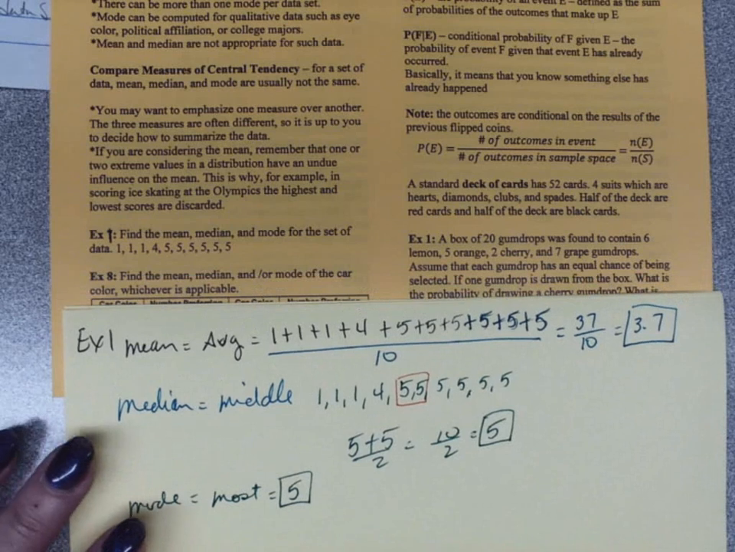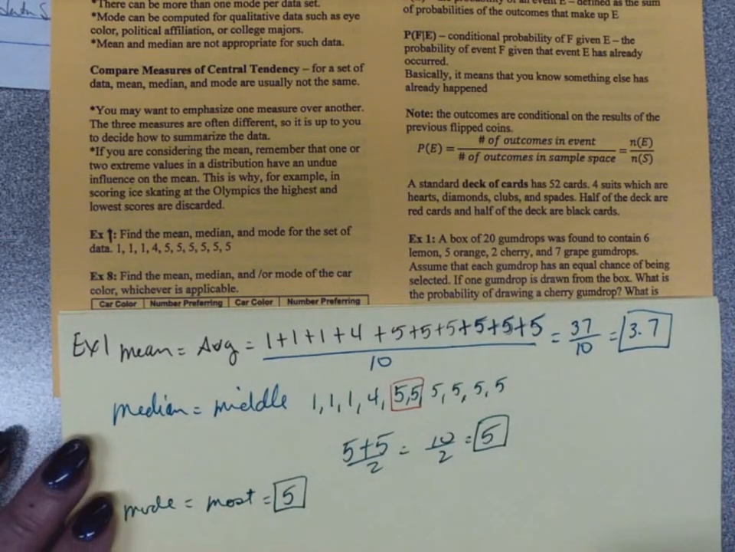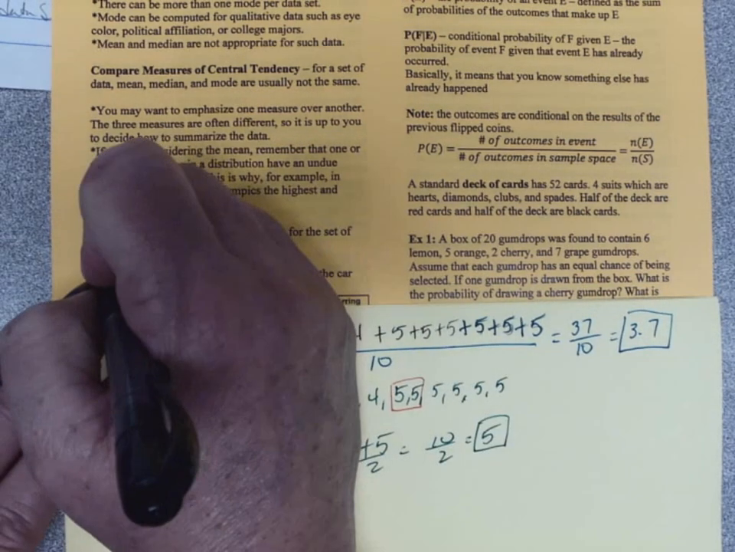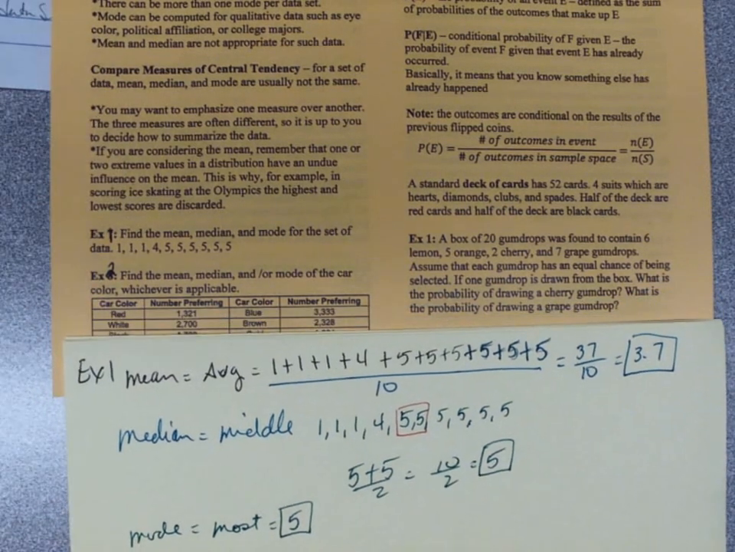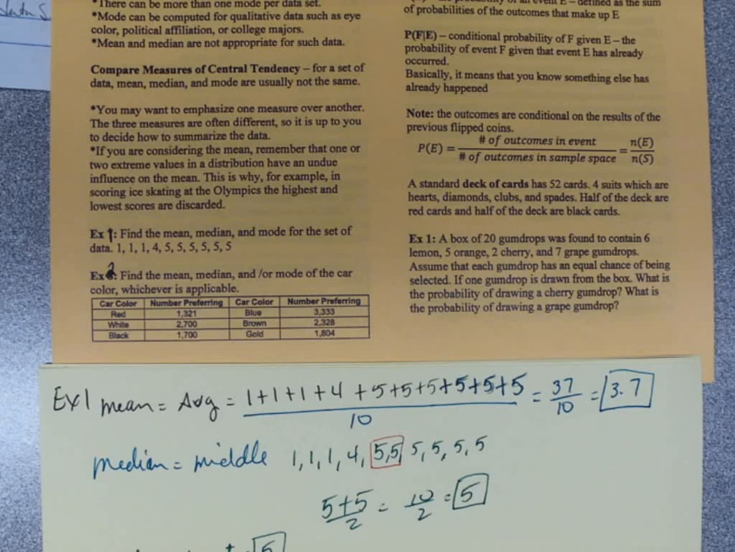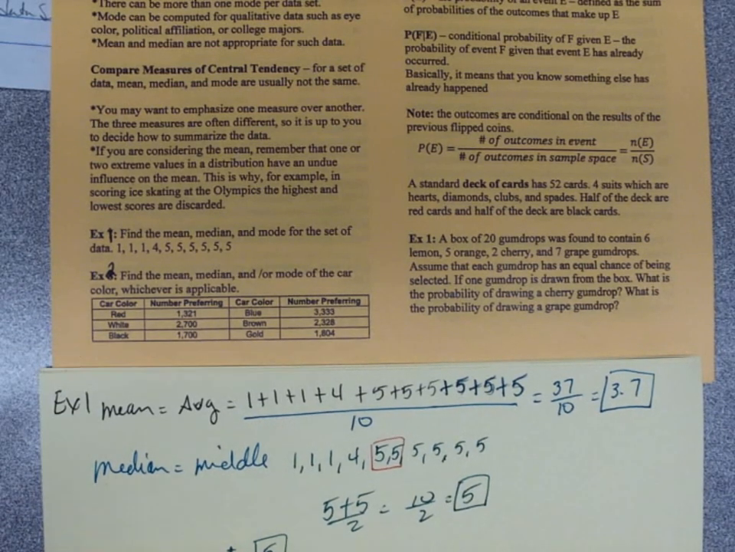All right, so let's look at example 2, not example 8. Your handout will have example 2 on it. We're going to find the mean, median, and or mode of the car color, whichever is applicable. Now remember, I talked about on the handout that the mean is not suitable for qualitative attributes that are not numerical. The median is not suitable for qualitative attributes either, but the mode would be.